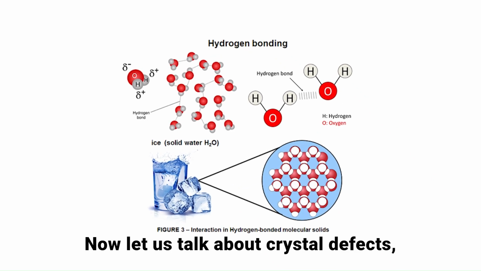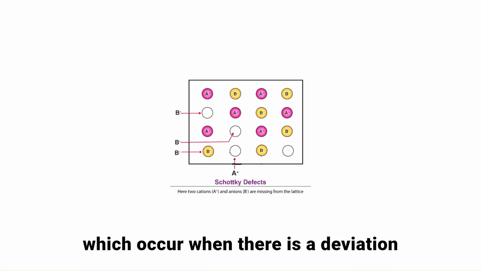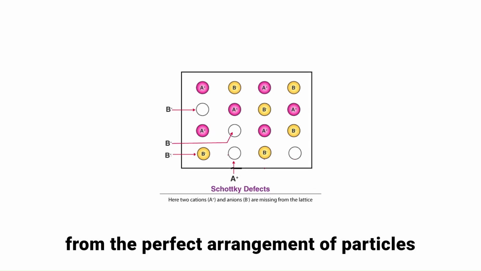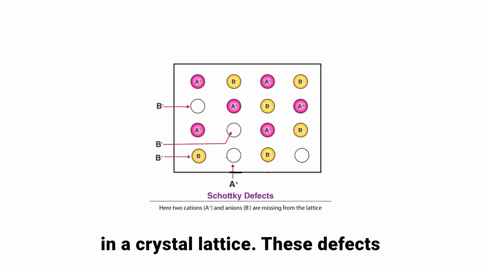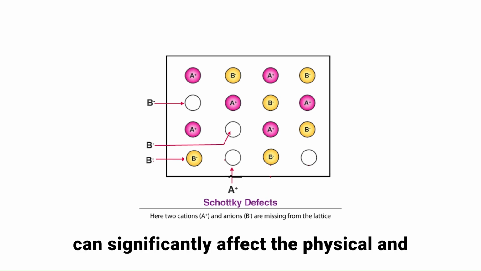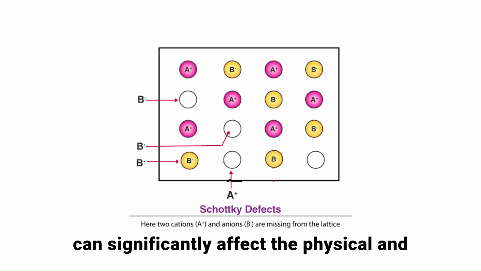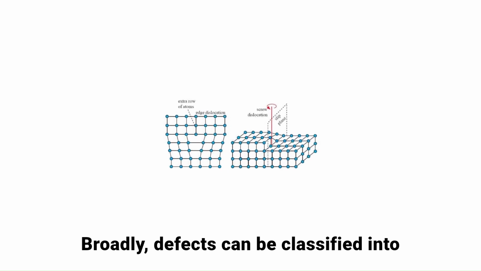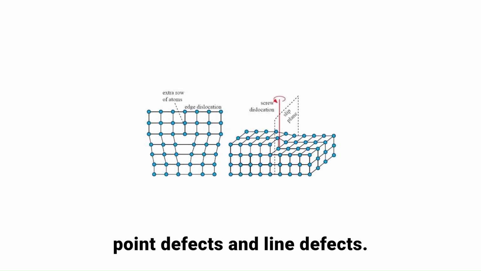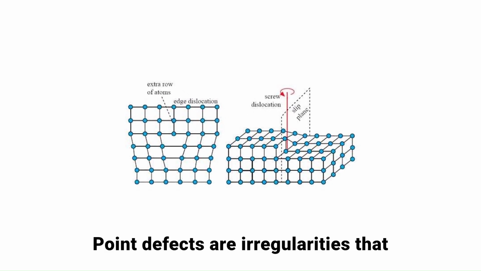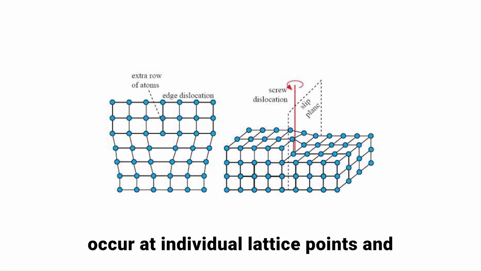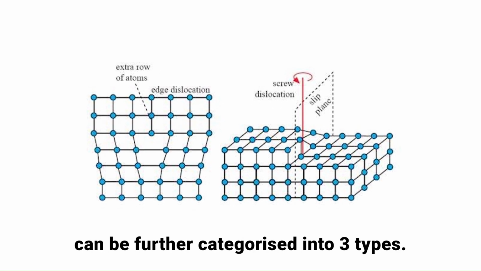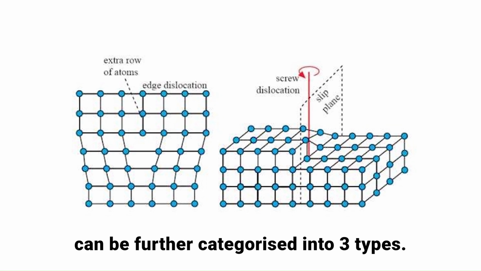Now, let's talk about crystal defects, which occur when there is a deviation from the perfect arrangement of particles in a crystal lattice. These defects can significantly affect the physical and chemical properties of solids. Broadly, defects can be classified into point defects and line defects. Point defects are irregularities that occur at individual lattice points and can be further categorized into three types.